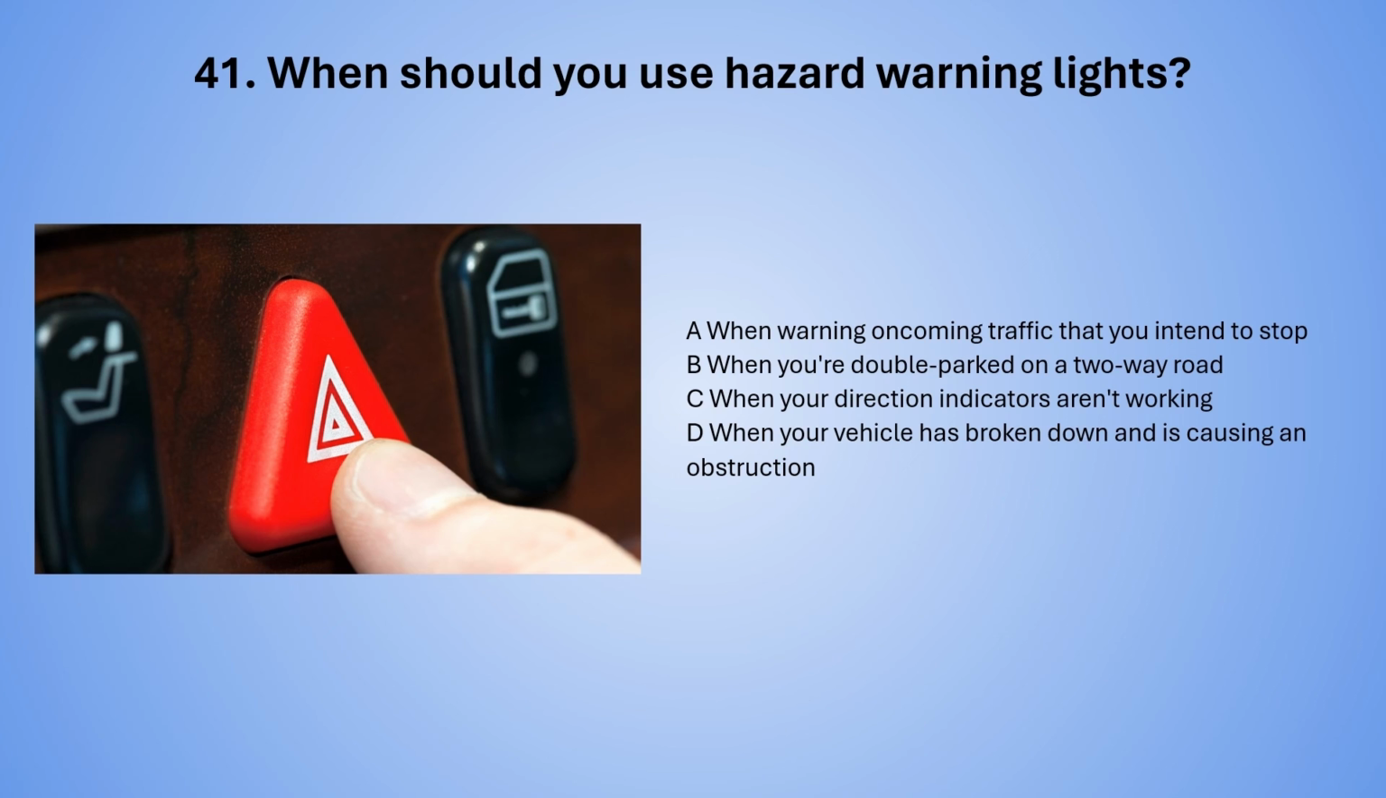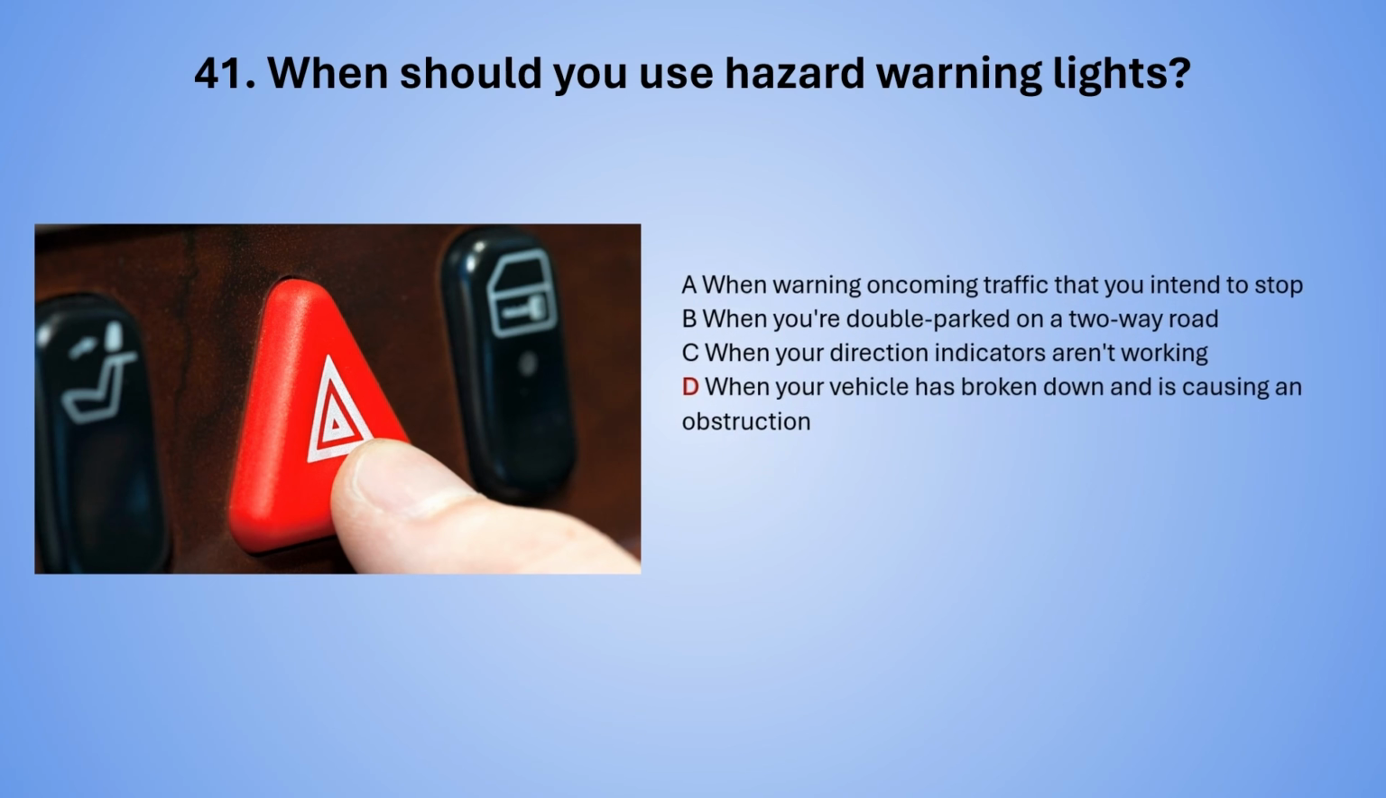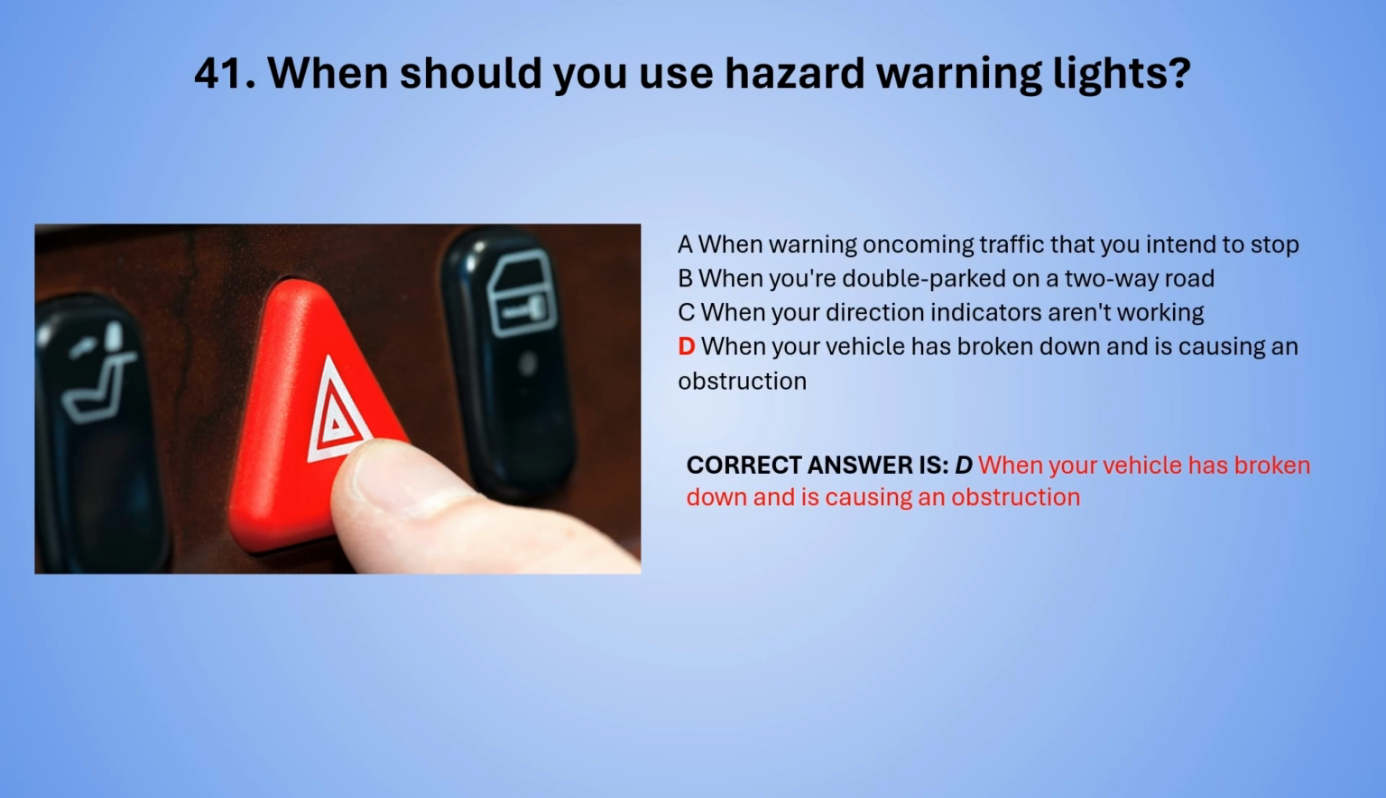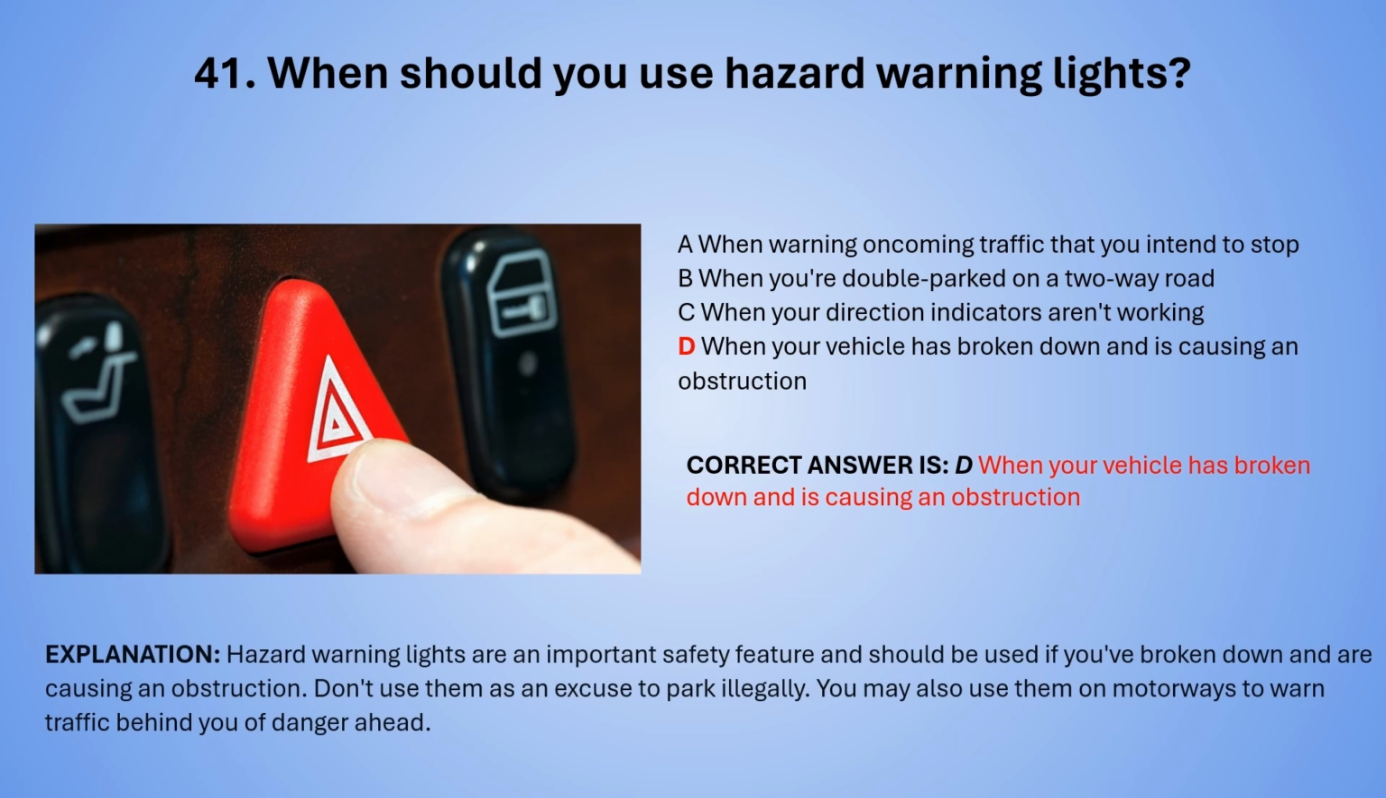Countdown. 5, 4, 3, 2, 1. And the correct answer is D. When your vehicle has broken down and is causing an obstruction. Hazard warning lights are an important safety feature and should be used if you've broken down and you are causing an obstruction. Don't use them as an excuse to park illegally. You may also use them on motorways to warn traffic behind you of any kind of danger ahead. Next question.